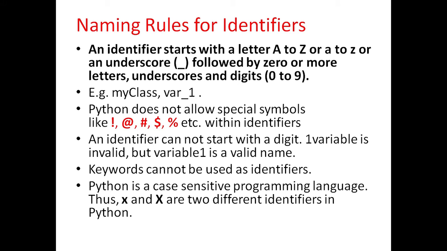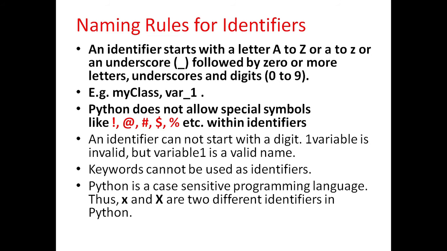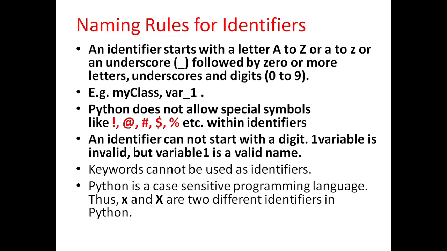An identifier starts with a letter A to Z in capital or small, or an underscore, followed by 0 or more letters, underscores and digits. For example, my_class_var_1. Python does not allow special symbols like exclamation mark, @, hash, star, percentage within identifiers. An identifier cannot start with a digit. 1variable is invalid, but variable1 is a valid name.